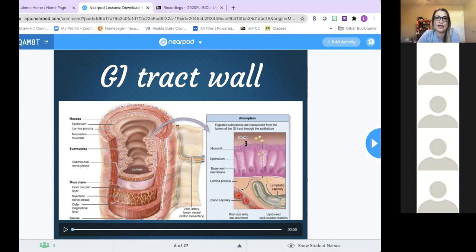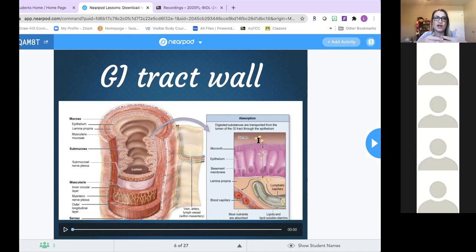Submucosa is mostly areolar and dense connective tissue here, and it's going to house larger vessels and the submucosal nerve plexus. We can also find mucosa-associated lymphatic tissue in the submucosa and lamina propria of the mucosa here. So you're going to find the lymphatic tissue here, but it's also extending into the lamina propria. I didn't mention it when I talked about that part.